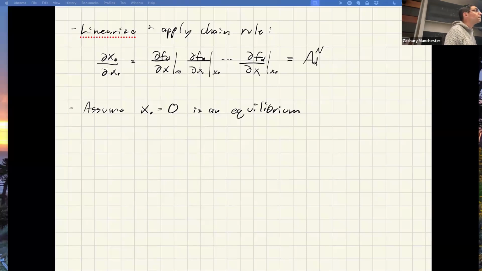X naught, the initial x naught, x sub 0. Okay, up here, this is dx_n/dx naught. So it's the derivative of the nth time step state with respect to the initial conditions after I've run it for n time steps. Does that make sense? And so the idea is if I chain rule through that whole bunch of f's, I'm just going to get a product of those Jacobians. So for n time steps, it's just A to the nth power. Cool?